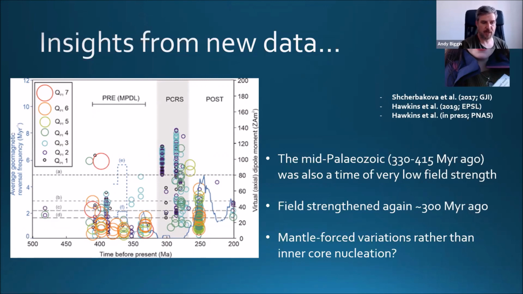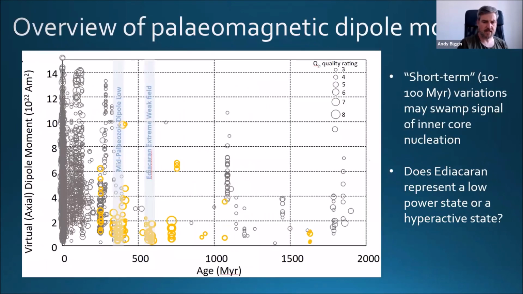Okay, so the field did not undergo a monotonic increase to these high values. It fell down, it collapsed again to weak. So once more, we're thinking this is mantle-forced variations rather than suggesting that this might actually be the real inner core nucleation age. Okay, so this is just flipping the time axis on you again, just a summary of the new data presented.